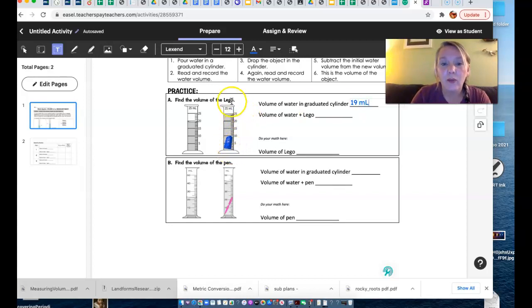Okay, now we've put a Lego inside. And really, you might think of this as something that you could measure the length times width times height, but what about all these little nubbies on top? Those take up space too, right? So we have to include those in there, and that would be very difficult to do with a ruler. Okay, so using this displacement method would be best to get an accurate measurement. Okay, so we put the Lego in, and it went up to 24 milliliters.